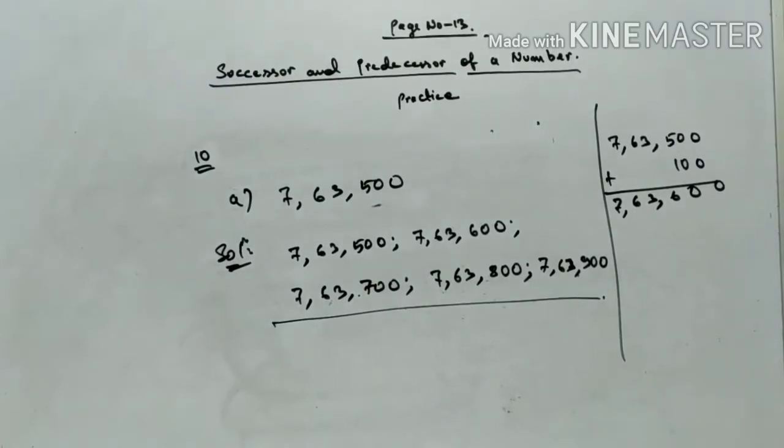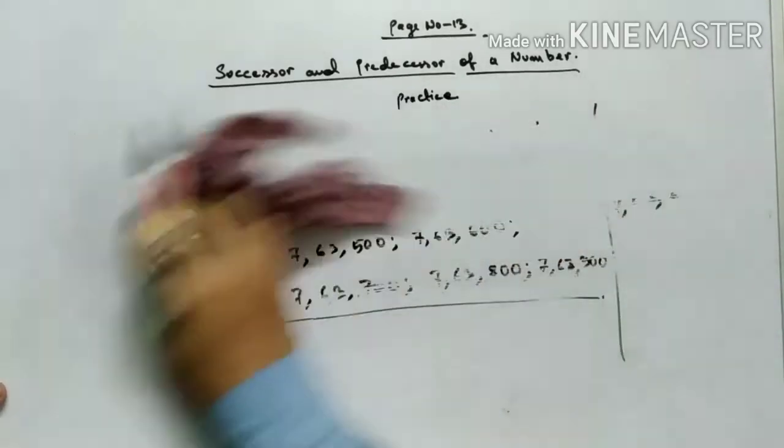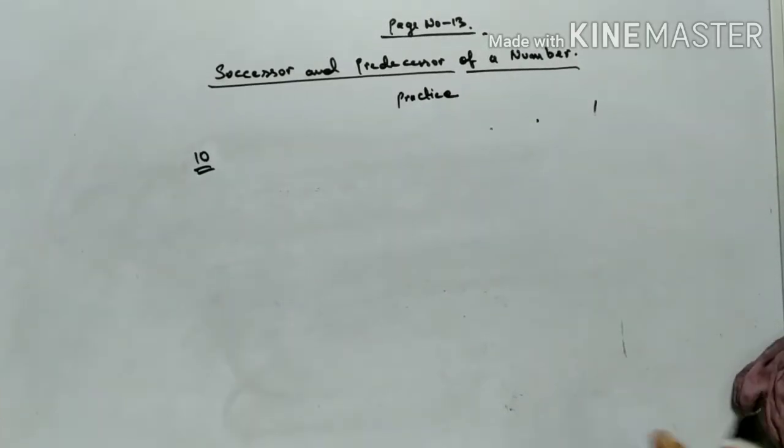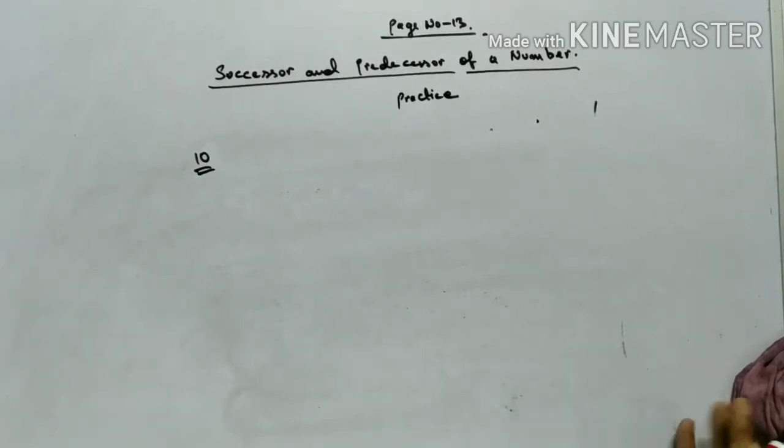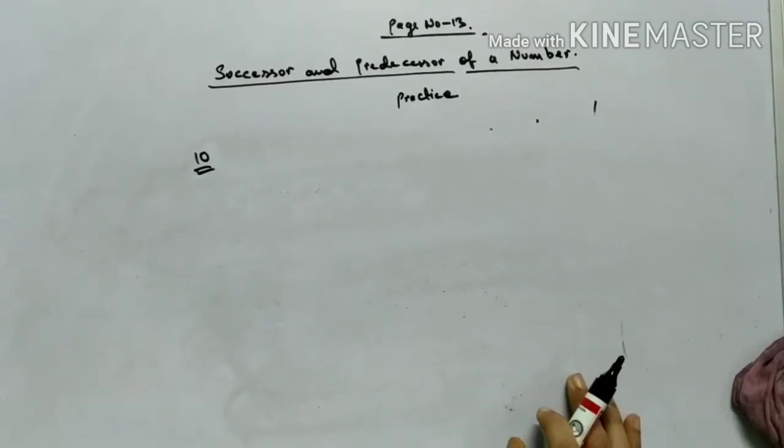Okay. Remember, skip in twos means plus 2 I will do. Skip in tens means plus 10 I will do. Skip in hundreds means plus 100 I will do. Skip in thousands means plus 1000.